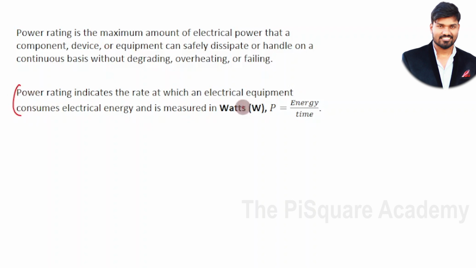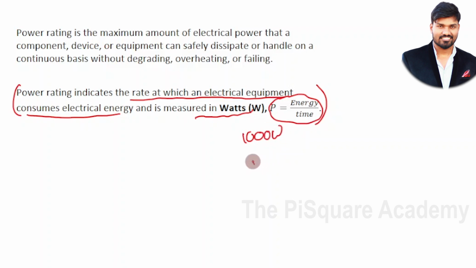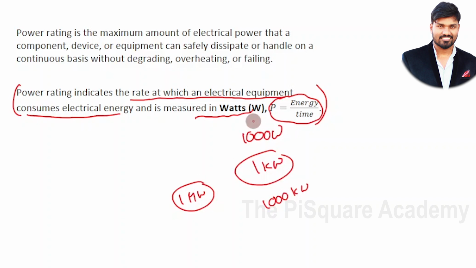And what is the power rating indicating? It is indicating the rate at which electrical equipment is consuming energy, at what rate the energy consumption is happening. That's what P is equal to energy by time. Usually it is measured in watts. If it is a higher value, 1000 watts, we call it 1 kilowatt. 1000 kilowatts, we call it 1 megawatt. Whatever it is, it's watts. Is this clear?